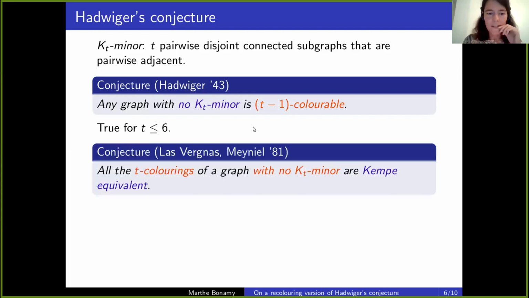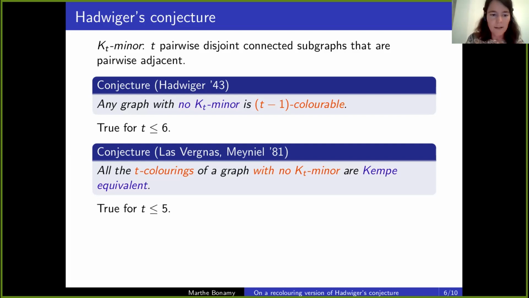But in the recoloring setting, there's a recoloring version of it, which says, okay, we don't know if there is a (t-1)-coloring, but what we think is that regardless of whether there is one or not, all the t-colorings of this graph should be Kempe-equivalent, meaning you should be able to navigate the space of t-colorings, which could be empty, we don't know, but if it's not empty, you should be able to go from any one to any other through a series of Kempe changes. So this was a conjecture from Las Vergnas and Meyniel from 1981.